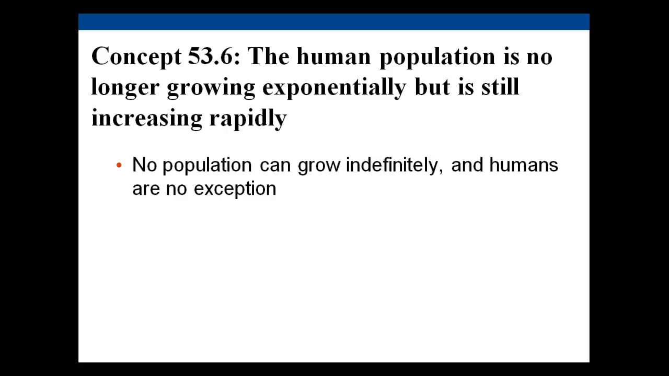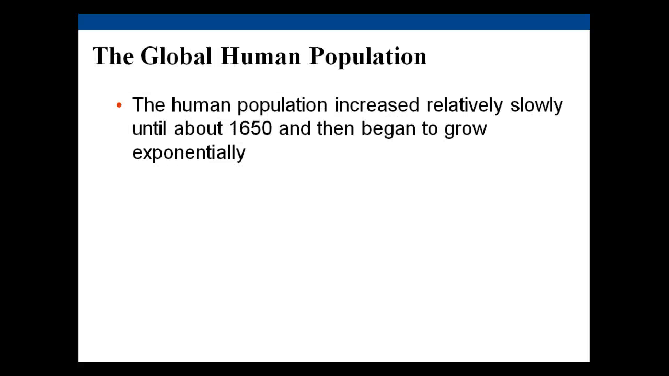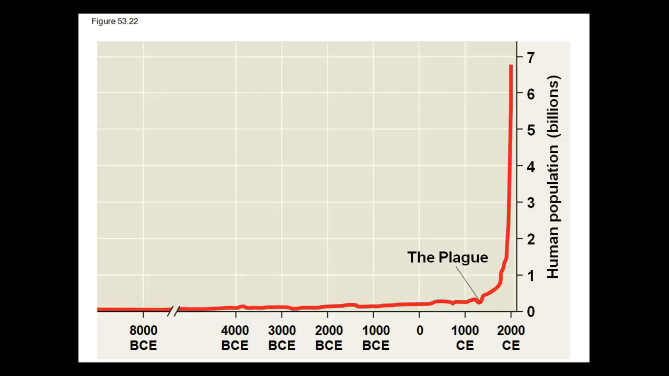I think we'll stop here on the human population. Well, let's finish up. We'll do the human population. So no population can grow indefinitely, in humans again. So in 1650 it began to grow exponentially. So there's the plague and then it goes up from there.